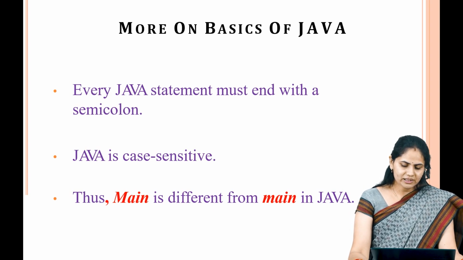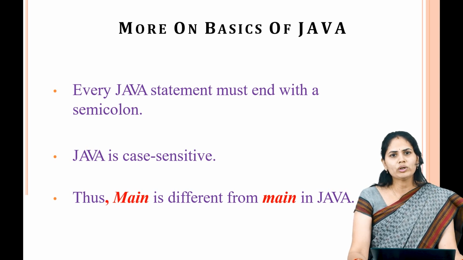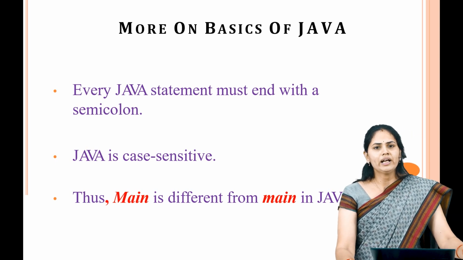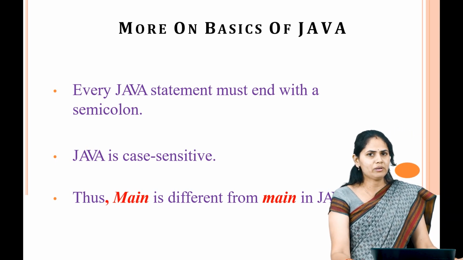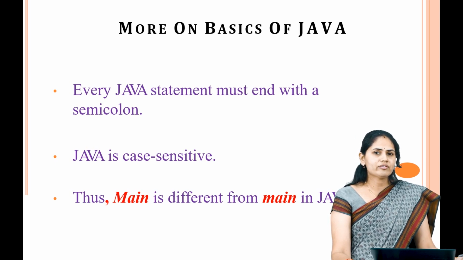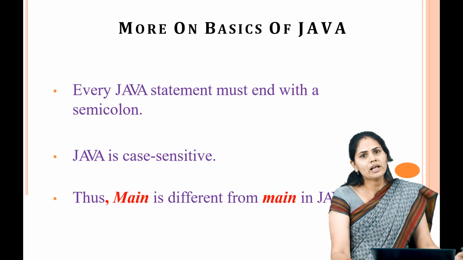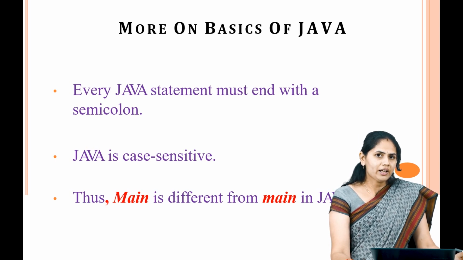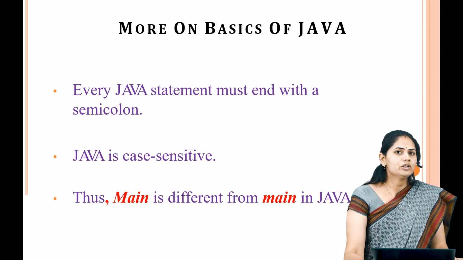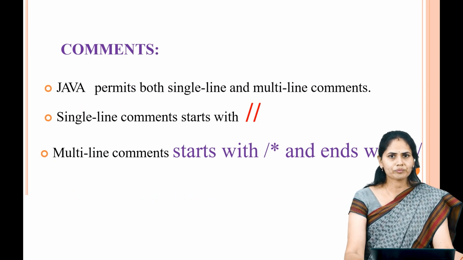Some more basic concepts of Java. Every Java statement must end with a semicolon. Whenever we write any statement in Java, it is a must to terminate that statement by using a semicolon. Java is a case sensitive language, so we should know what to write in capital letters and what to write in small letters. Thus, if in place of a small m in the main function you put a capital M, you will get an error. This main is different from Main in Java.